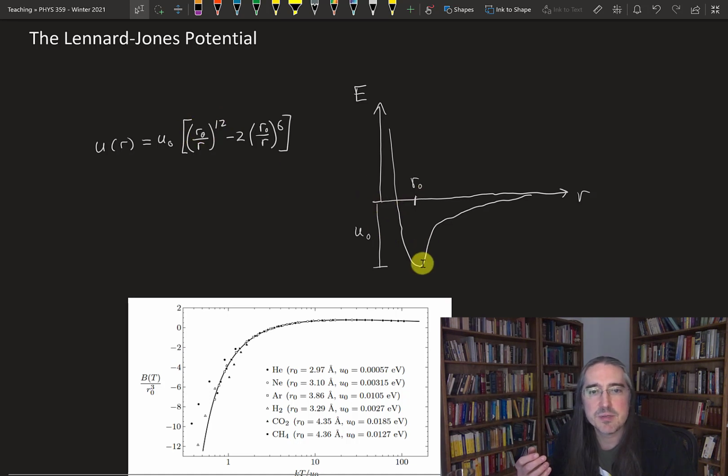R0 is the position of the minimum, the bottom of the potential well. And then the form is 1 over r to the 12th minus 1 over r to the 6th. And there's a 2 to make things work out right. But the key thing is 1 over r to the 12th minus 1 over r to the 6th. This part is actually very physically motivated.